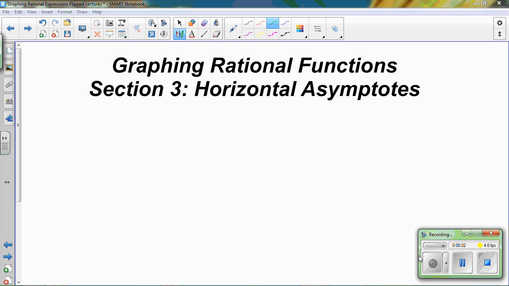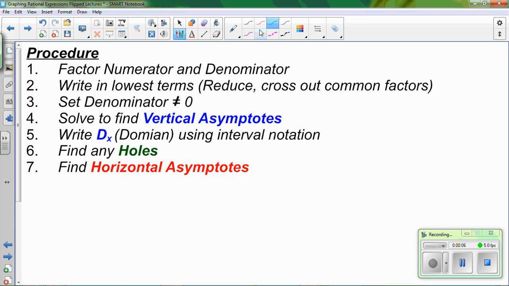Graphing rational functions, section 3, horizontal asymptotes. In the previous two videos, we discussed steps 1 through 6. Steps 1 through 5 focused on stating the domain of the function and finding any vertical asymptotes, which was connected because if you had a vertical asymptote, that was a gap in the x-axis, and so that was a value that x could not be, and that was part of your domain.